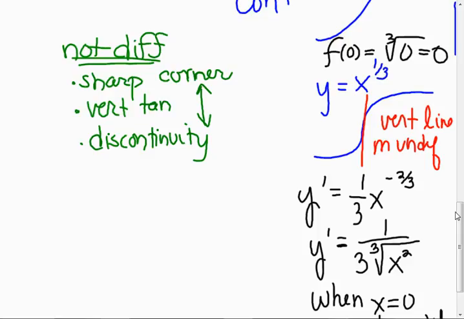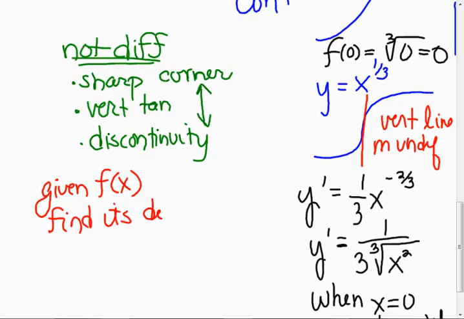And the last thing you have to be able to do is, given any function, find its derivative. Remember we had a bunch of graphs that you were supposed to match. You were supposed to draw the derivatives. That type of problem.